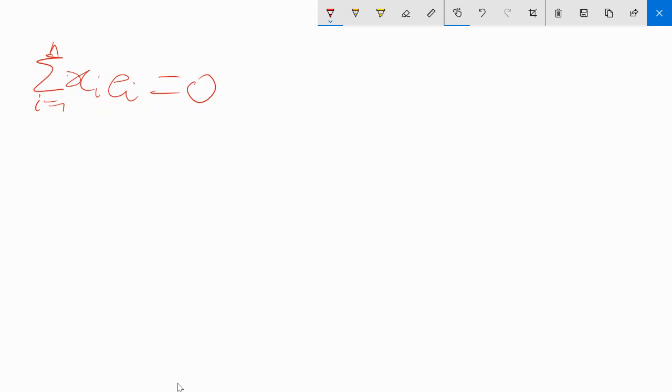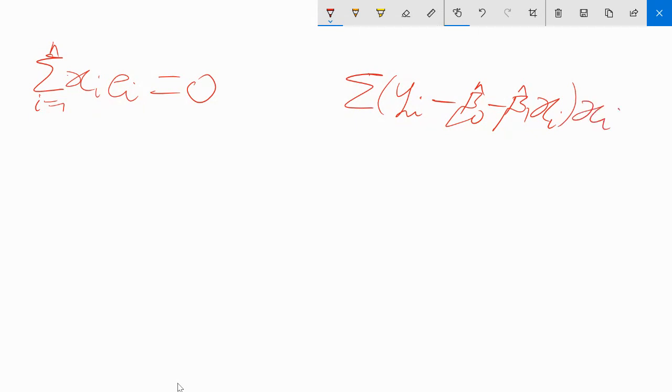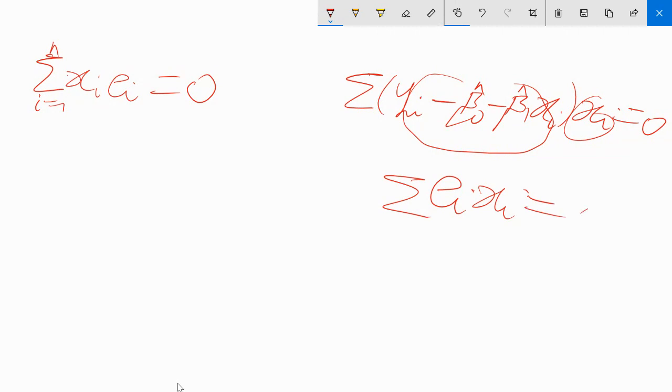And this is from when we differentiated the log likelihood function with respect to beta 1, we obtained something like this. After setting it to 0 and replacing the parameters by estimates, we got something like this. When we differentiated with respect to beta 1, we said this is equal to 0. And if you look at this thing inside the bracket, it's ei, and we have our xi here. So this summation is equal to 0.